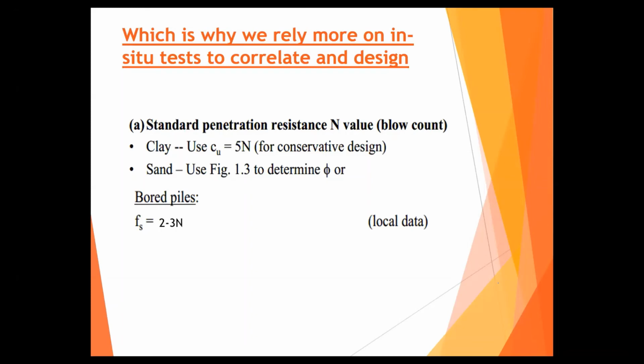The full name is Standard Penetration Test. In CU we usually use 5N, or maybe some of them use 6N. Then for sand, there's actually a chart you can use to determine the friction angle. And in local data, our friction is between 2 to 3N.